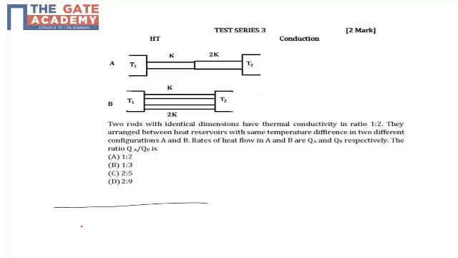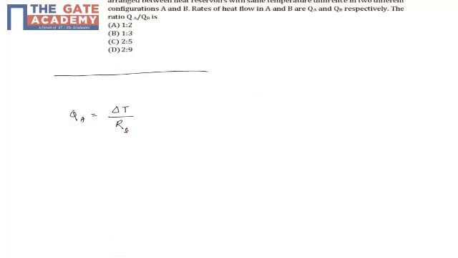So how do you write, in the first circuit or in the second circuit, QA is always the temperature difference across, divided by the resistance provided by the thermal circuit. This is resistance in series, so this is T1 minus T2 by resistance in series. Whereas in the other part, QB, the rods are arranged in parallel, so it's delta T, or T1 minus T2, by resistance in parallel.